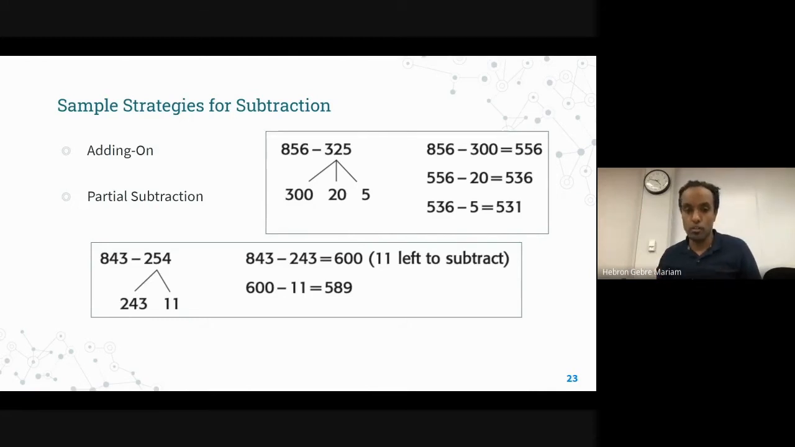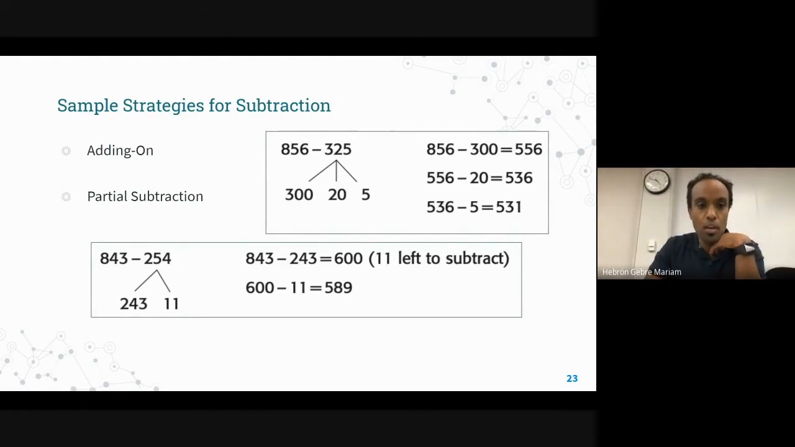So in the first example, 325 is decomposed into place value pieces of 320 and 5 and doing it in steps. In the second example, notice that we don't always have to use place value. So sometimes it's friendlier and smarter for some to use a different value. So in the second case, 254 is decomposed into 243 and 11, because 243 is a friendly number to take away from 843. Then we'll have a friendly difference because of those 43 values. And then we take away the remainder, which happens to be, in this case, 11.